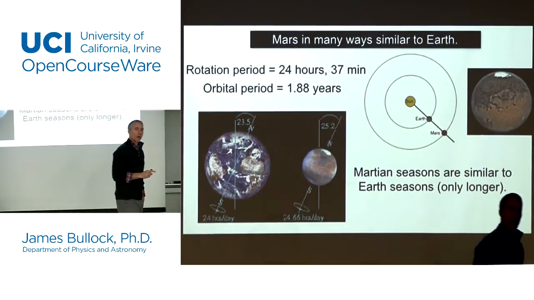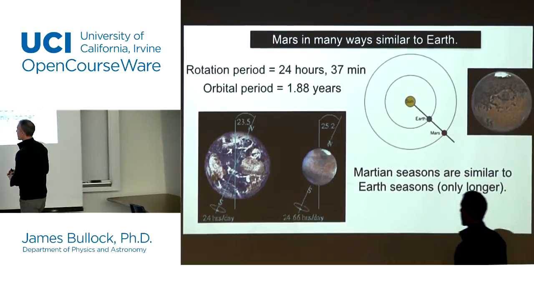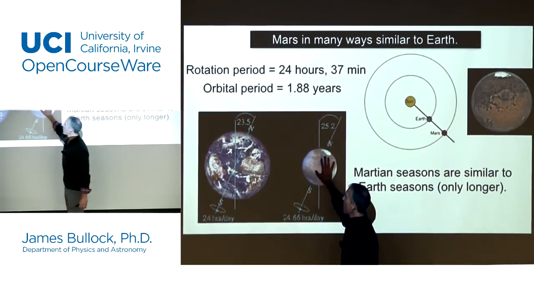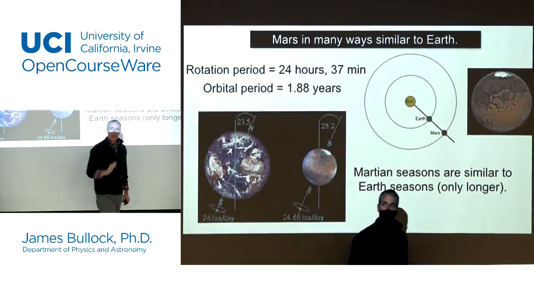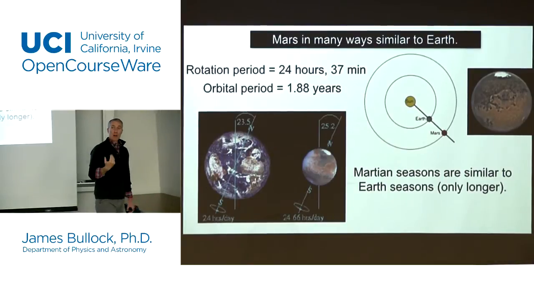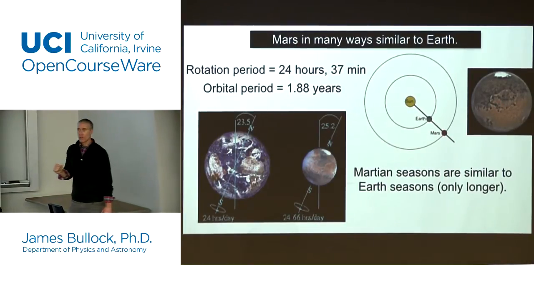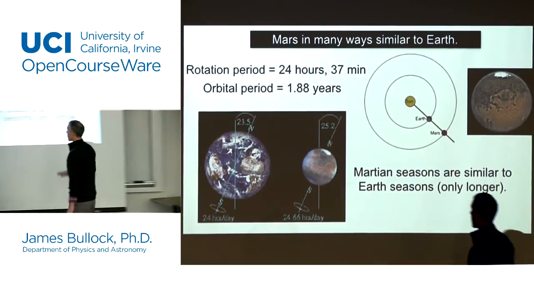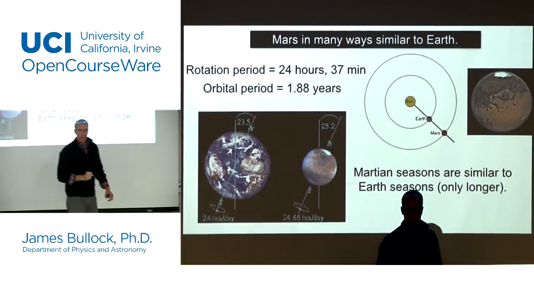Another thing that's interesting about Mars is that its axis of spin is about 25 degrees compared to the Earth, which is 23.5. So even its spin axis is not that much different than the Earth. And because it has a spin axis, it goes through seasons, just like the Earth. So different hemispheres on Mars are experiencing summer and winter at different times, just like the Earth.